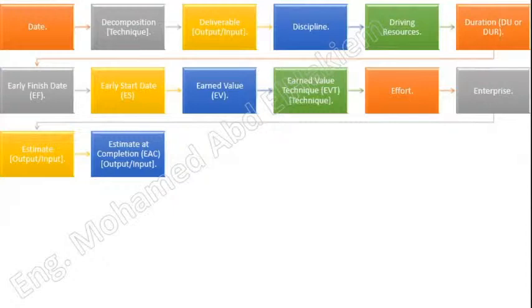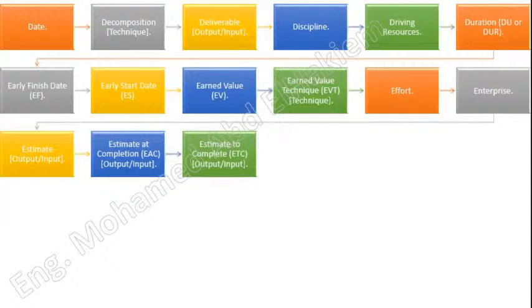The EAC may be calculated based on performance to date or estimated by the project team based on other factors, in which case it is often referred to as the revised estimate. See also Earned Value Technique, EVT, Estimate to Complete, ETC. Estimate to Complete, ETC, output/input. The expected cost needed to complete all the remaining work for a schedule activity, work breakdown structure component, or the project. See also Earned Value Technique, EVT, Estimate at Completion, EAC.